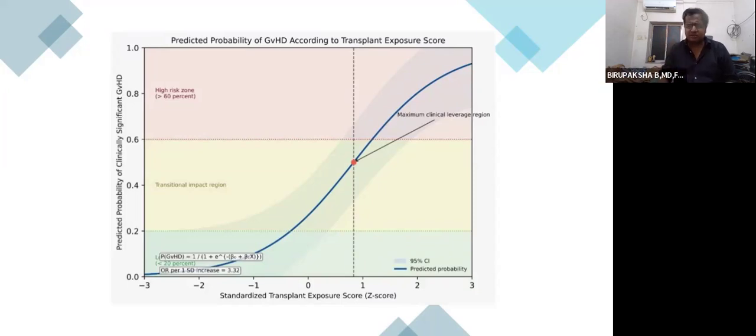But at the end of the day, the take-home message would be, this is the point where we need to focus on. It becomes very important.